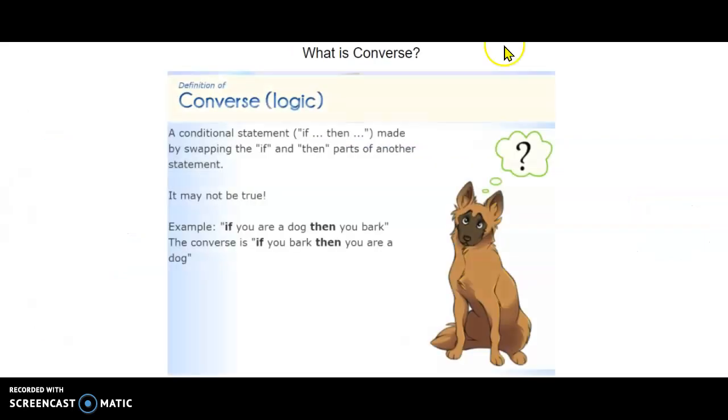Let's back up a bit. What is a converse? A conditional statement, you've heard of this, if-then, made by swapping the if and the then parts of another statement. So converse is just swapping the statement if-then. For example, if you are a dog, then you bark. That's our conditional statement, right? The converse of that statement is if you bark, then you're a dog. So we're just swapping things.